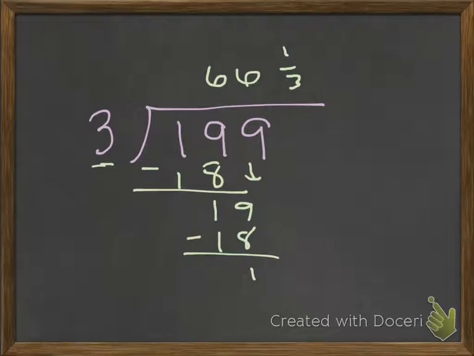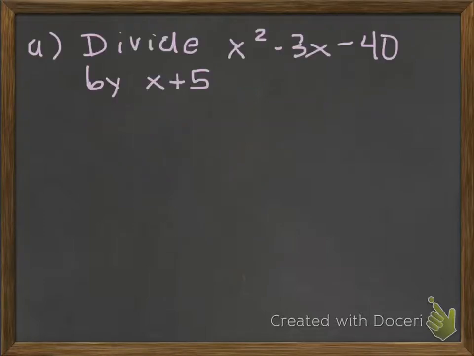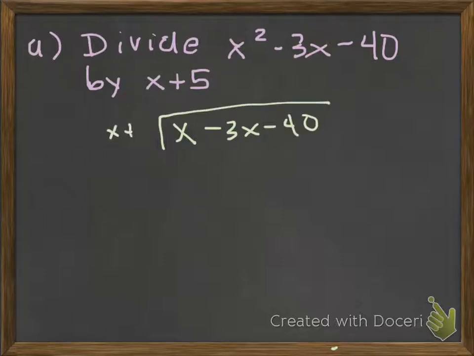Now we're going to take this and apply it to polynomials, meaning we're going to take the same process and divide with variables. So again, we're going to apply this to a polynomial. Notice this is divide x squared minus 3x minus 40 by x plus 5. I'm going to put my x squared minus 3x minus 40 underneath the division bar, and the x plus 5 goes on the outside. So x goes into x squared evenly x times, so I'm going to put an x up here.